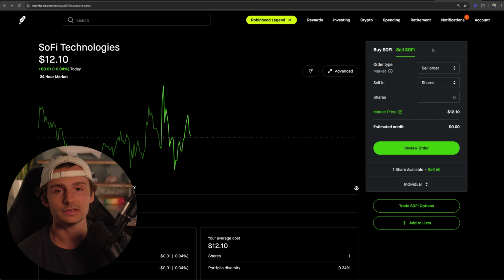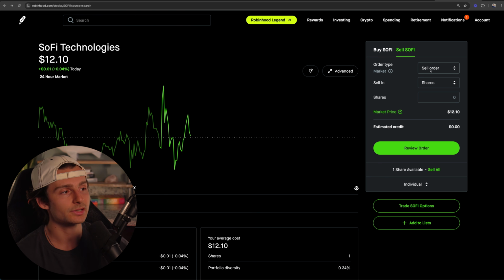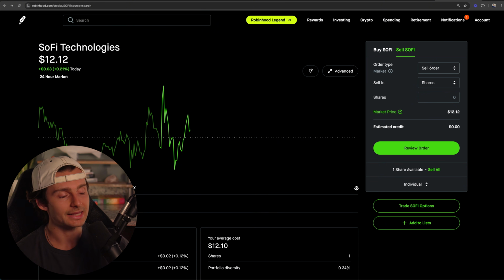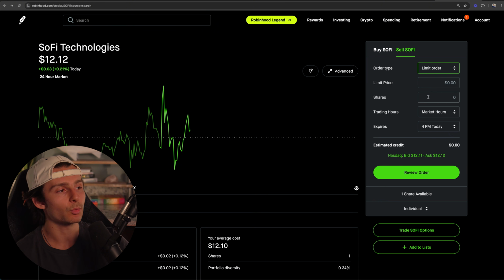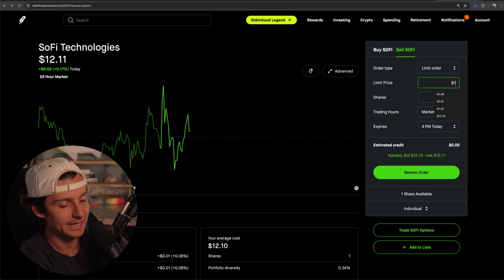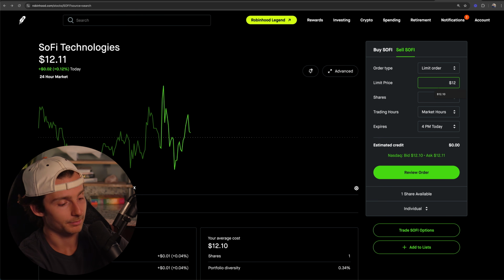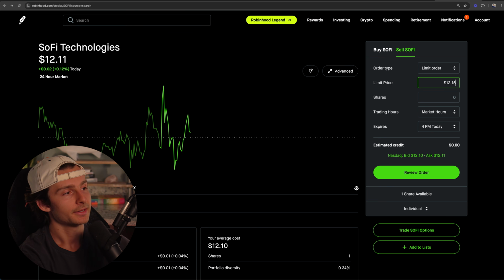So let me go over the example with a limit order now on the sell side. So if I click on sell order, if I leave it there, it'll be automatic. So if I click on sell one share, it'll just sell me right now at the market price, or the best price that they can get me. If I click on limit order, I can now set a price. For example, let's go to 12.15. Nope, not 1215. 12.15 for one share.